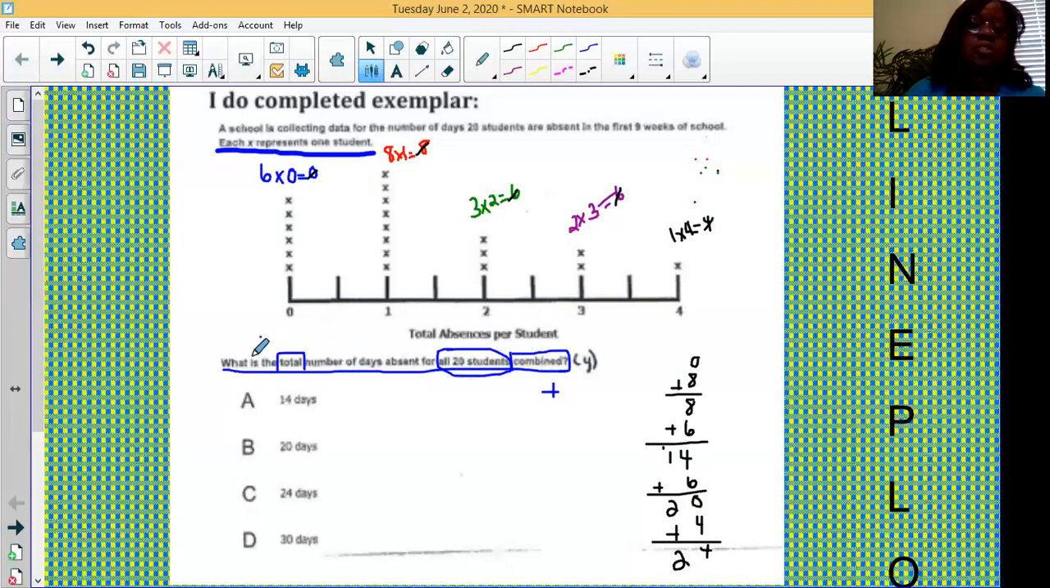Go back to my big question. What is the total number of days absent for all 20 students combined? I know that these numbers here represent the absent days for the students in each column. I've combined them and I came up with a total of 24. So I would circle C.